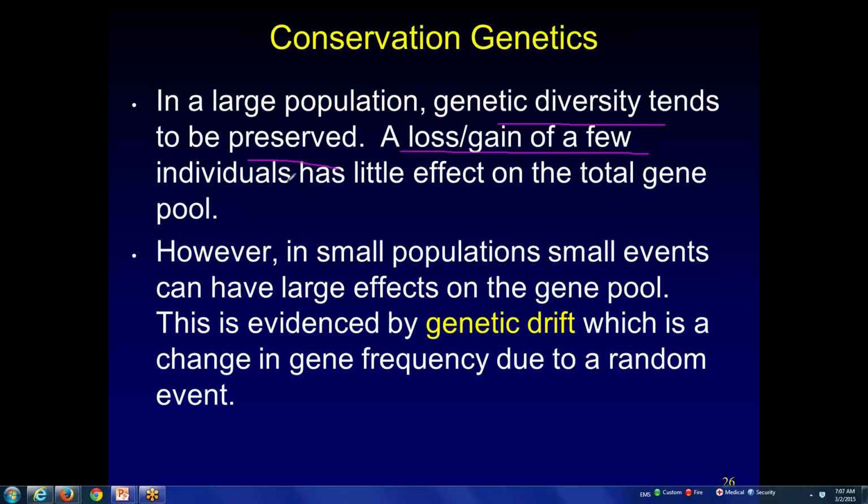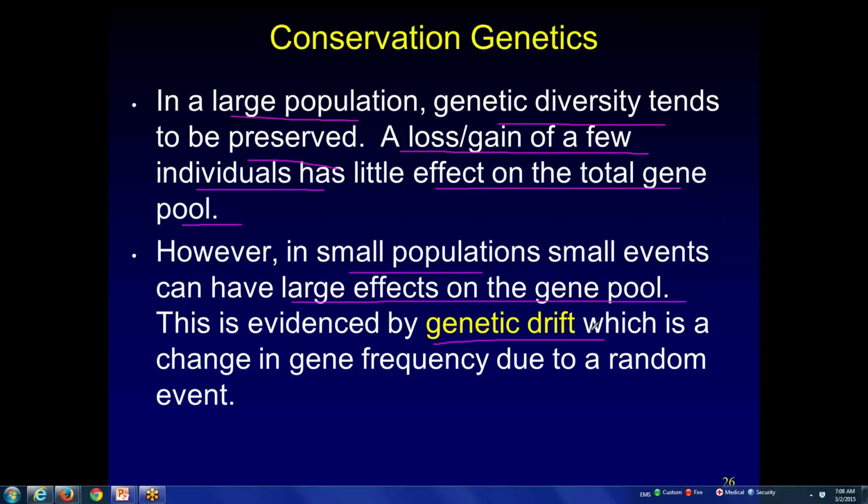Now, a loss or gain of a few individuals has little effect on the total gene pool when you're dealing with a large population. So if we're talking about the large population in Pisgah National Forest, where we have high genetic diversity, hey, you can lose a few individuals here and there. It's not that big a deal, right, guys? But in a small population, let's say a little 20-acre patch of forest surrounded by a golf course in Hickory, that small population can be greatly affected by just small events, and that can have a huge impact on the gene pool.